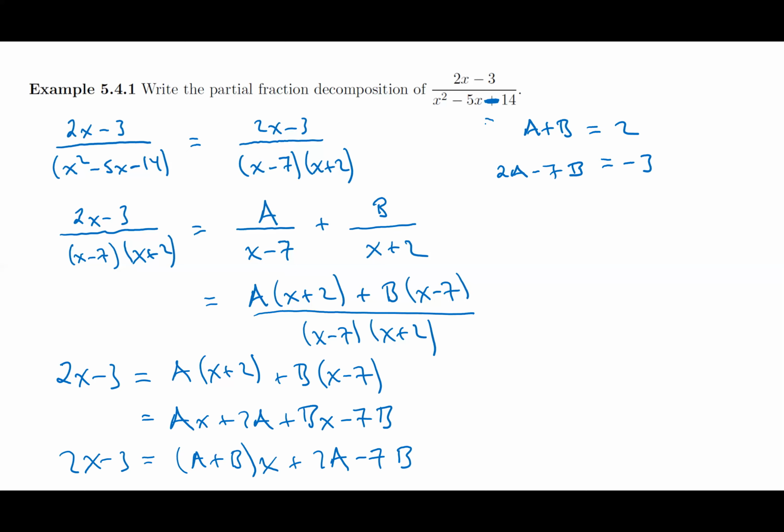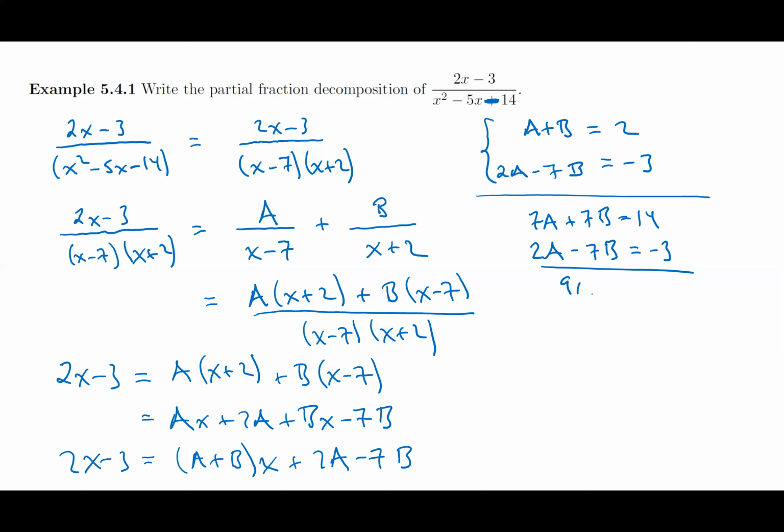So here's my system of equations. I'm going to multiply the top equation by 7. And when I do that, I'll have 9A equals 11. So A is 11/9.